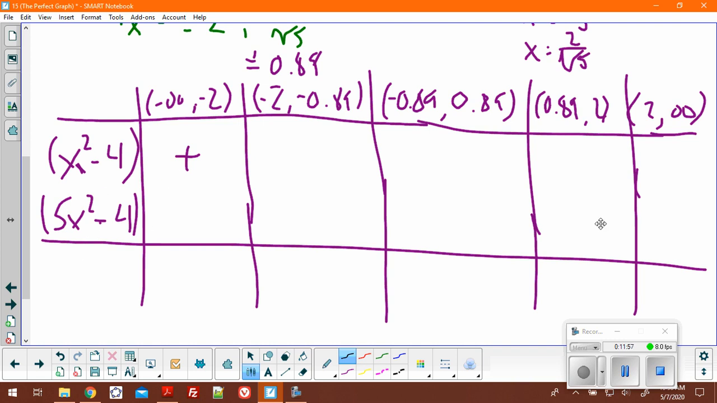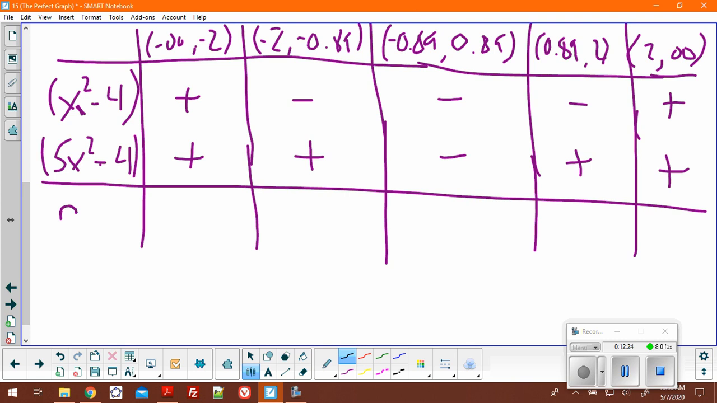This would be something much larger than that, so that's also going to be positive. In my next interval, I pick like a negative 1 would fit in here. So my first one is going to be negative, my second one is positive. In my next interval, I believe they are both negative. And then we get negative and positive, positive and positive.